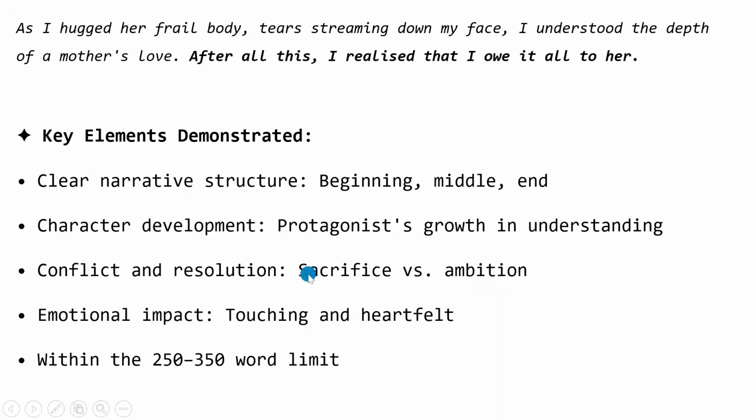So there was a sacrifice. The boy had ambitions and later sacrificed the money. Emotional impact, touching and heartfelt. What else? Written within the 250 to 350 word limit. This is how a composition should be, ladies and gentlemen. This is how we should write our composition. Very clear. Okay, let's look at another type of composition.